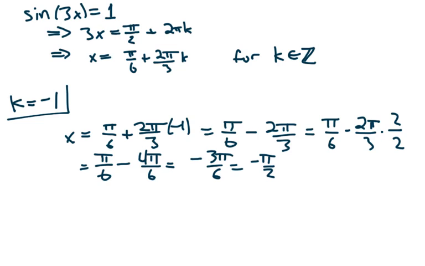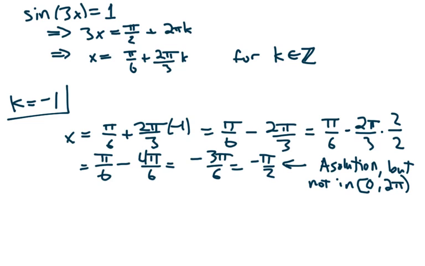Is this between 0 and 2 pi? No. So k equals negative 1 does give you a solution, but it does not give you a solution between 0 and 2 pi. So we're going to skip this one. So let's try the next integer.